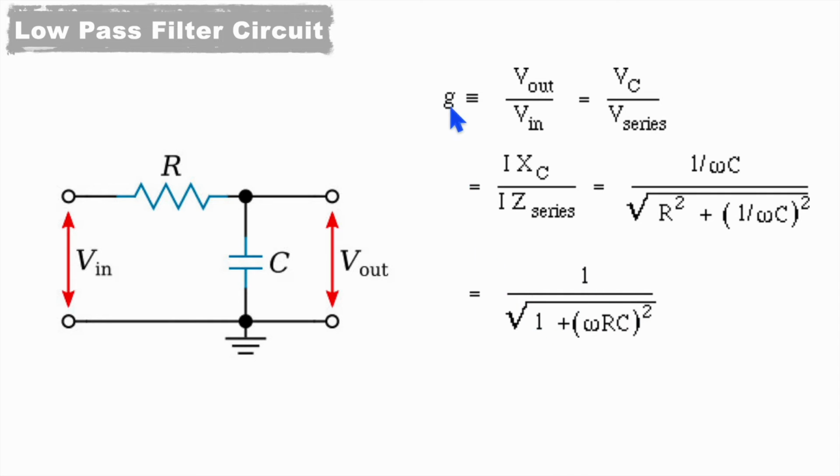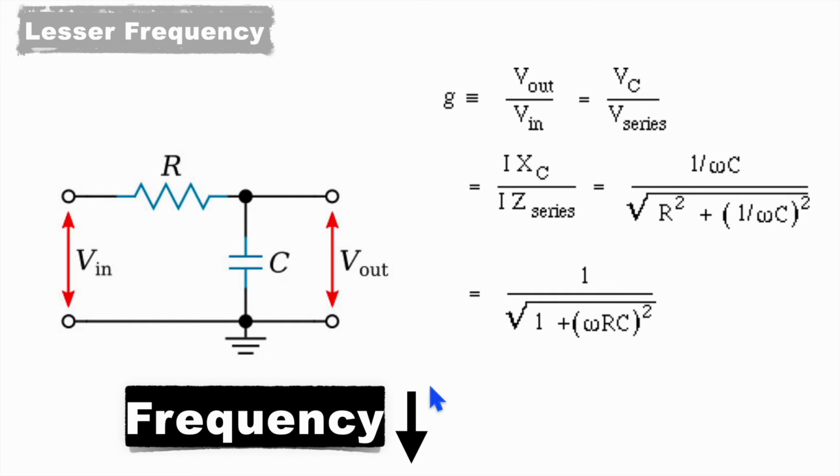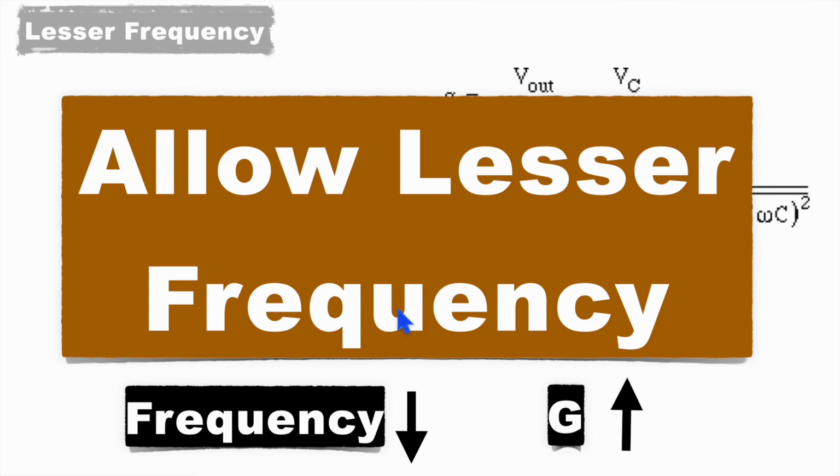Now let's see the value of this gain in case of low frequency signals and high frequency signals. First, for a lesser frequency signal, this omega will be less. So if the frequency is less, its gain will be higher. It will be almost 1 divided by 1, so gain will be almost equal to 1. So whatever input we have, the same output we can achieve with this. So this low pass filter will allow lesser frequency signals.